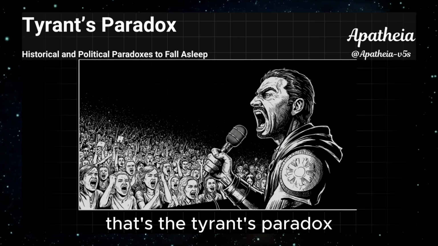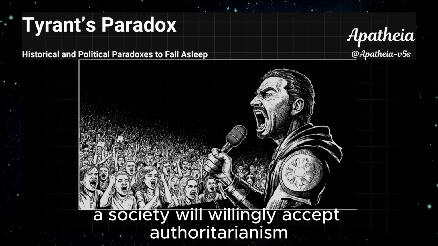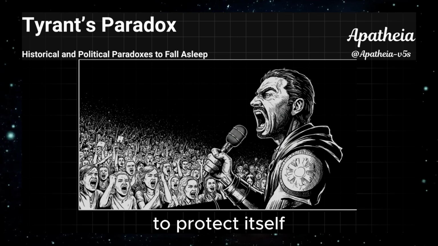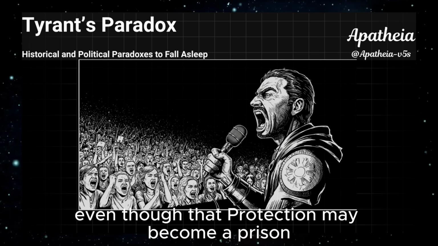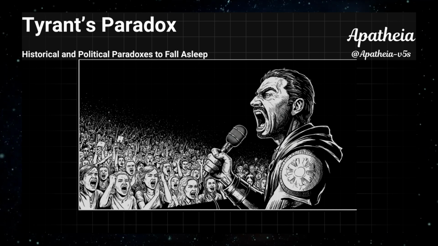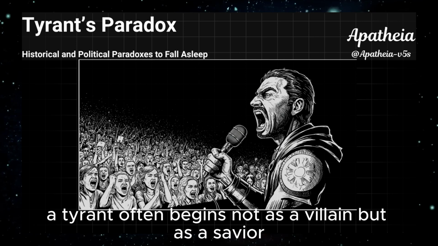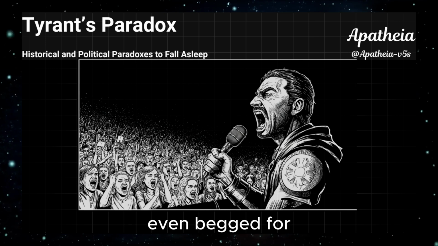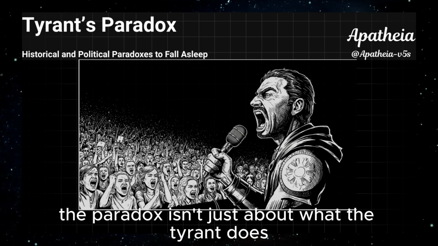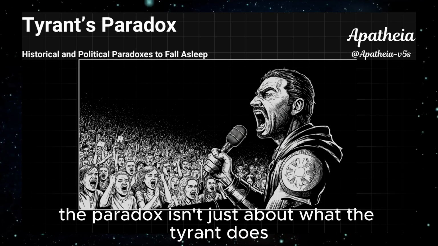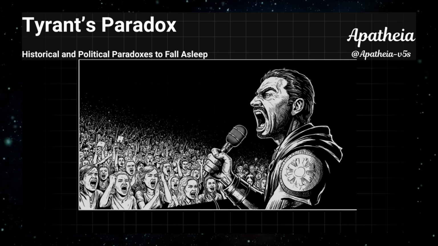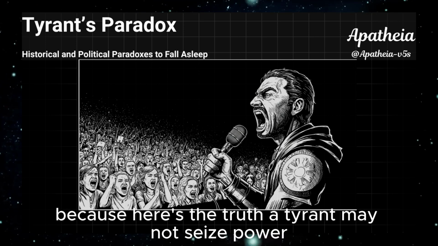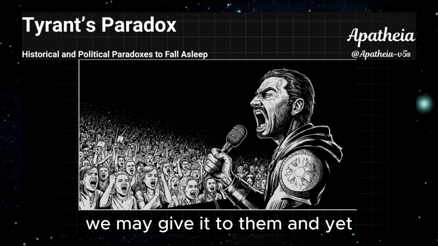That's the Tyrant's Paradox, the idea that sometimes a society will willingly accept authoritarianism to protect itself, even though that protection may become a prison. You see, a tyrant often begins not as a villain, but as a savior. They are welcomed, cheered, even begged for. The paradox isn't just about what the tyrant does, it's about what the people allow. Because here's the truth: a tyrant may not seize power, we may give it to them.